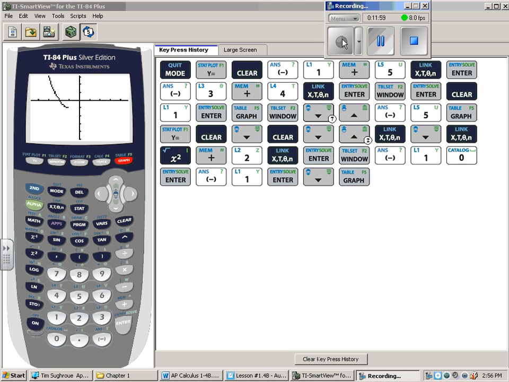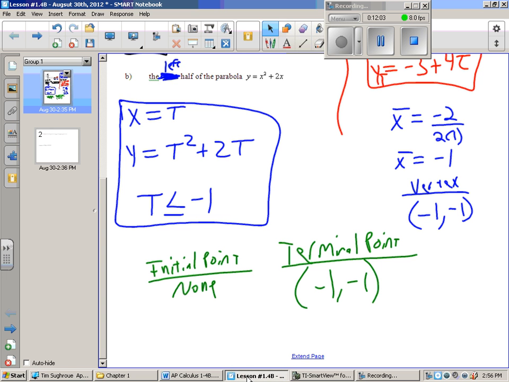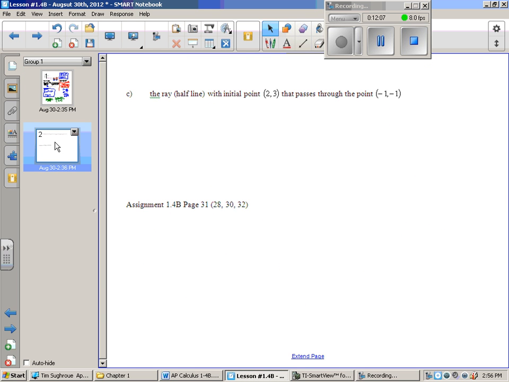Okay, so let's go back and do this last example then. There's only 3 problems in your homework as well. So here's the third example then. We want to graph a ray now that has an initial point of 2, 3, and that passes through the point -1, -1. It's just like the first example that we did.